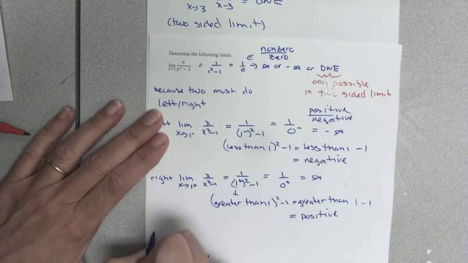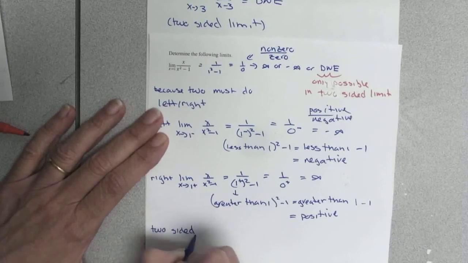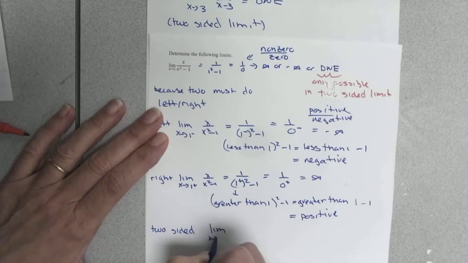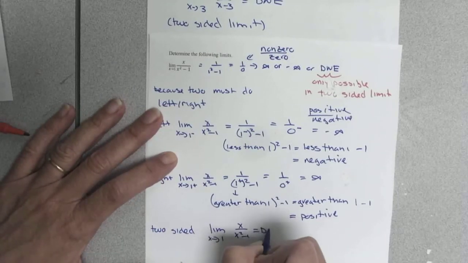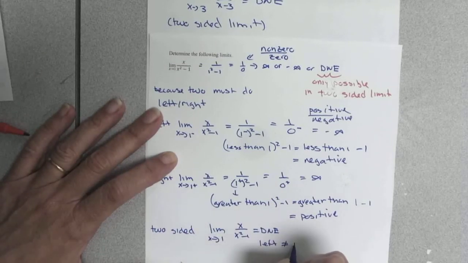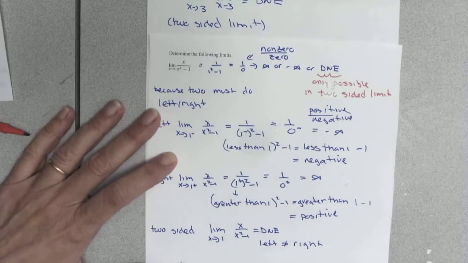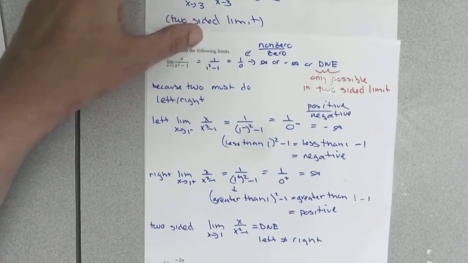Then lastly, the two-sided. Limit as x goes to 1 of x over x squared minus 1 does not exist. Left did not equal right. And so there's that one.